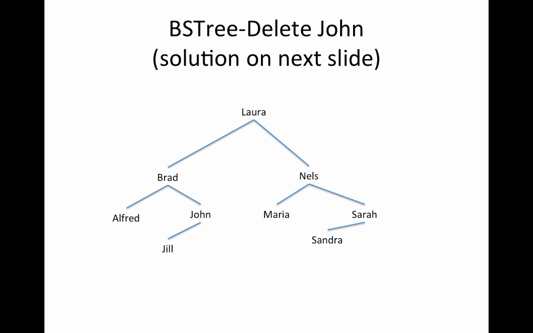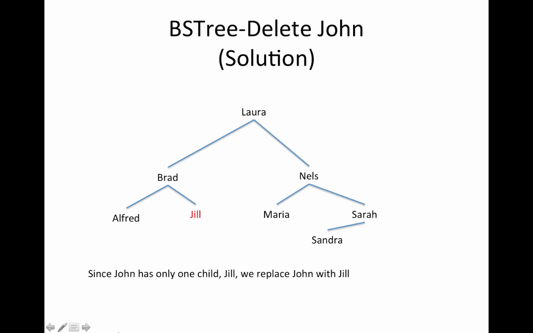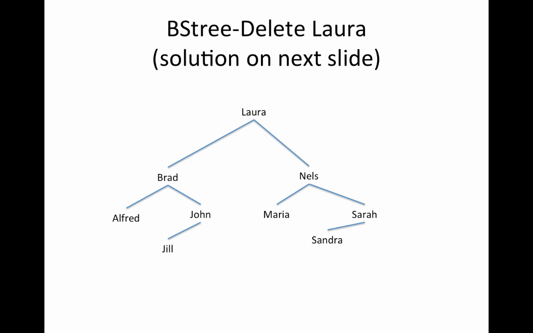Go ahead and branch out. Man in the glasses, what is your name? Nasib. So what is the solution? Jill will replace John. Very good. So since John has only one child, Jill gets promoted, John goes away, and Jill is now the new right child. Questions about that? Okay.